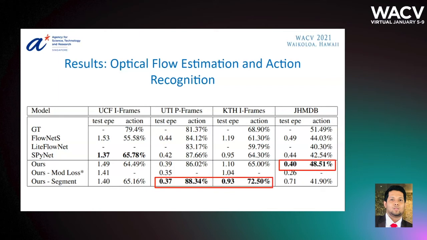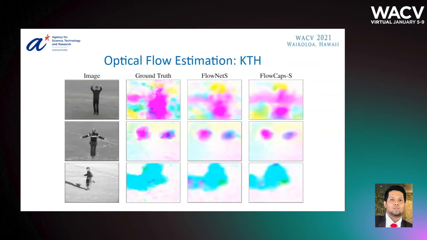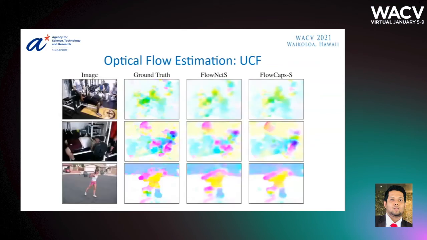We can observe that optical flows estimated by FlowCaps can be better adapted to other tasks such as action classification than those by FlowNet. Here, we present a few visual results obtained from FlowCaps and compare with those obtained from FlowNet. We can clearly observe a visual improvement in comparison to the ground truth optical flows. We present a similar comparison for the KTH dataset as well as the UCF dataset.